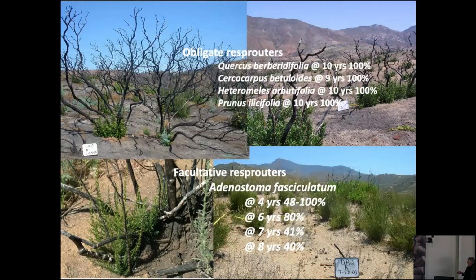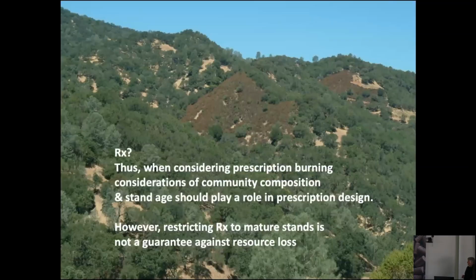Chamise varies across the board. We have stands at 4 years of age, which may be anywhere from 48 to 100% resprouting after fire. So it depends a great deal on what the composition is. And one of the things to recognize is that when it comes to prescription burning, we need to consider community composition, and stand age should play a role in prescription design. However, restricting prescription burning to mature stands is not necessarily a guarantee against resource loss.